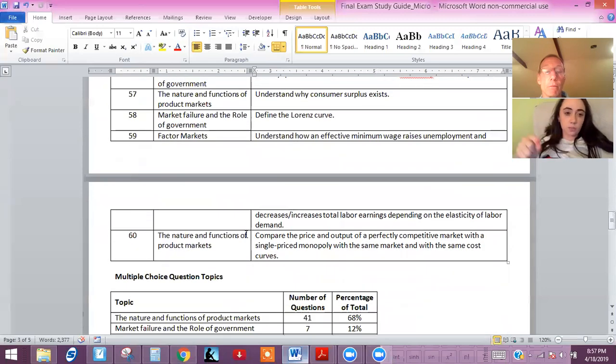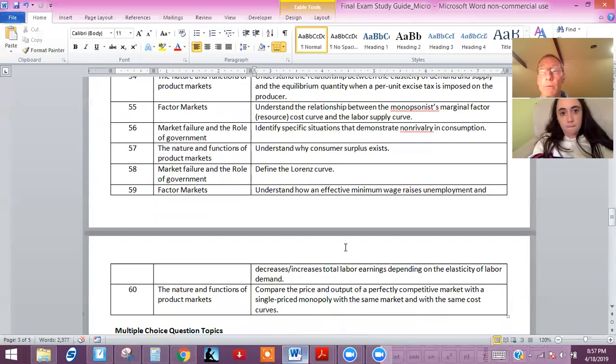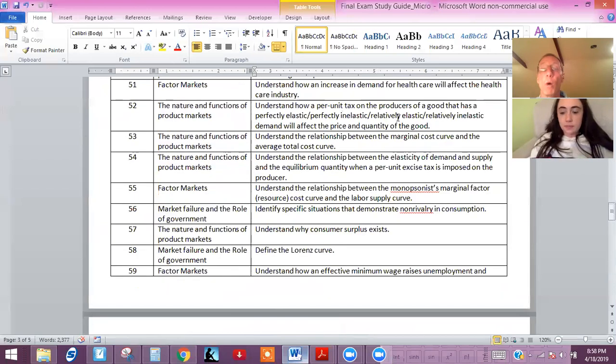So the final is written based off of this, or vice versa? This is based off the final. I wrote this from the final. I looked at the questions and wrote this. The question I asked myself was, what do the students need to know in order to be able to answer this particular question? That's great. Thank you. Yeah, it's very helpful.